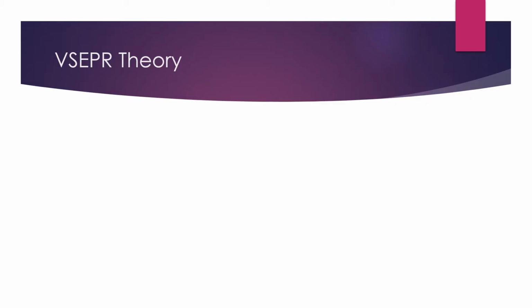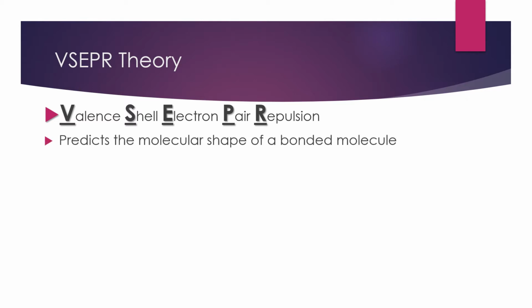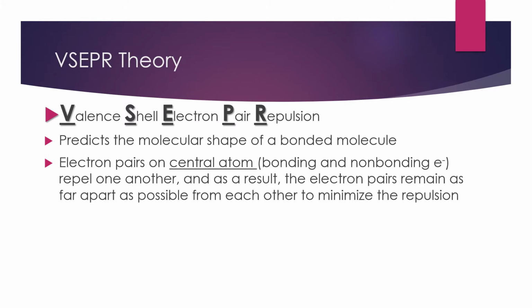We have something called the VSEPR theory. VSEPR stands for valence shell electron pair repulsion. It predicts the molecular shape of a bonded molecule. Electron pairs on the central atom, bonding and non-bonding electron pairs, repel one another, and as a result, the electron pairs remain as far apart as possible from each other to minimize the repulsion.